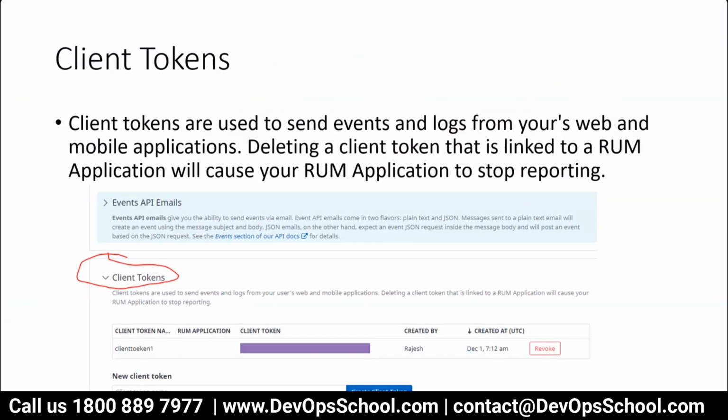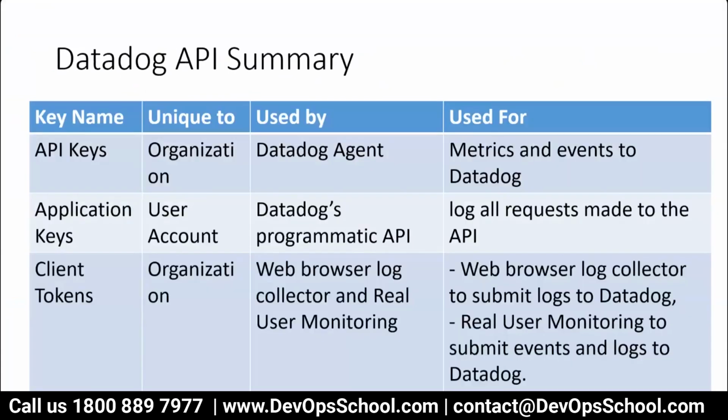Client tokens are used to send events and logs from your website and mobile application, and deleting a client token that is linked to a RUM application will cause the RUM application to stop reporting. That means the client token is the relationship between a particular RUM application and your website. So you can create as many client tokens as you like. So yes, this is a good summary. I think it will help you.